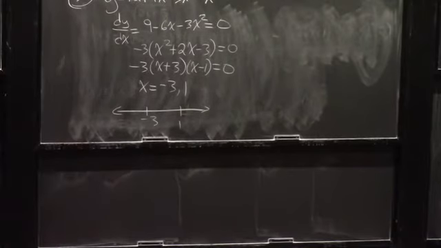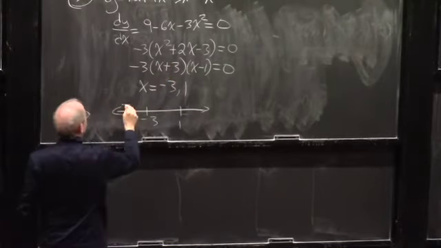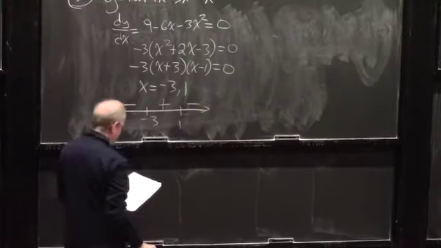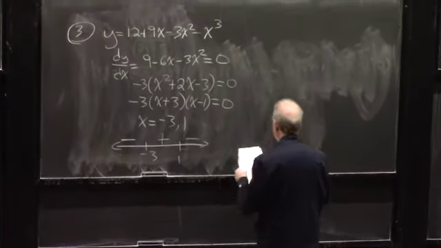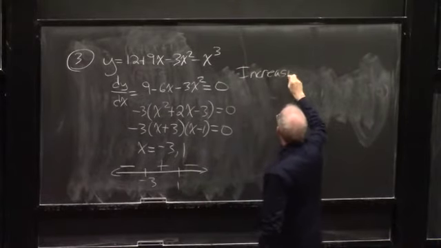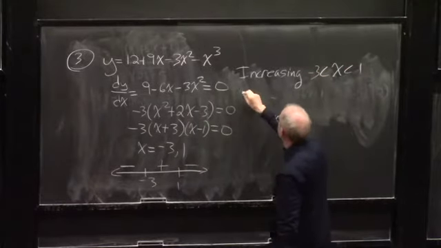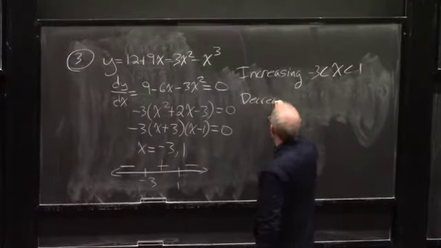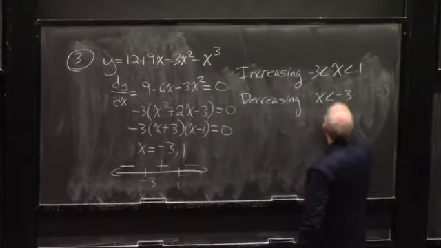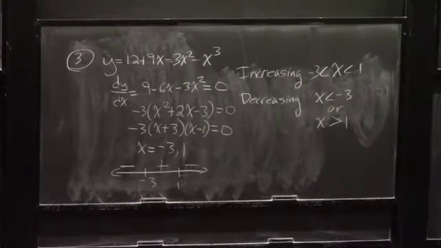If you pick a value less than negative 3, this comes out negative. Then if you pick a value between negative 3 and 1, this comes out positive. So it is increasing when x is between -3 and 1, and it's decreasing for x less than -3 or x greater than 1. You could use interval notation. You weren't required to.